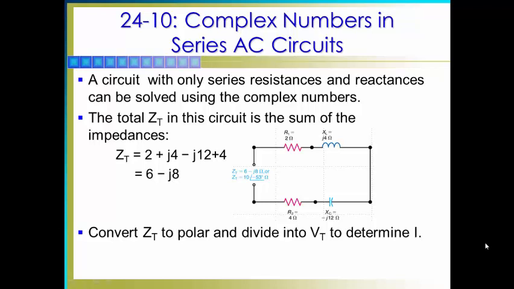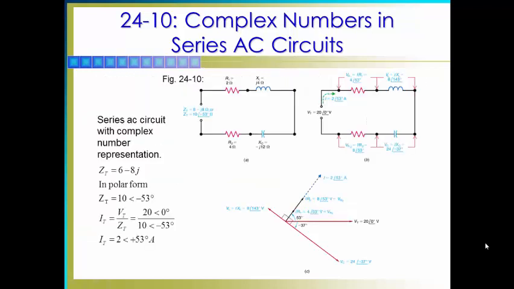In this case we have X of L, which is positive J, and X of C with negative 12J, and so we add those up, so we end up with 6 minus 8J, which is the total impedance of the circuit. However, this is in a rectangular form. We want to convert this into the polar form and then divide the total voltage by this impedance to get the current. Of course, the current is the same in the series circuit.